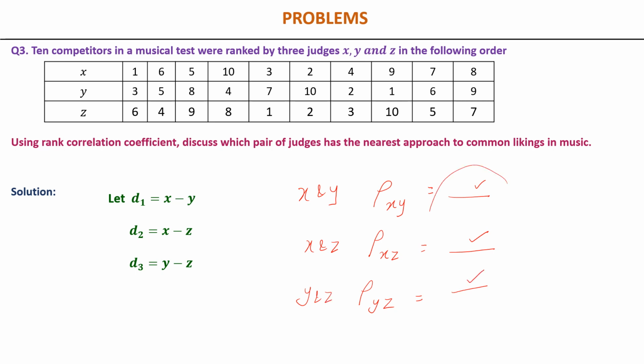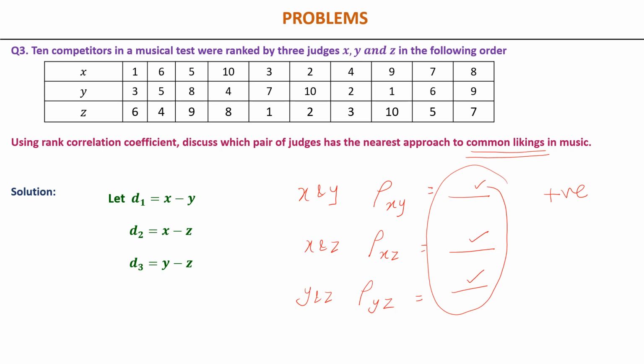Once we calculate the correlation values, choose the one which is positive, because positive correlation means both have the same way of thinking. Negative correlation, what does it mean? If one thinks positively, the other thinks negatively. So we are not interested in that because we are talking about common likings. When I say common likings, it means both of them are thinking along the same lines. So both have to be positive.